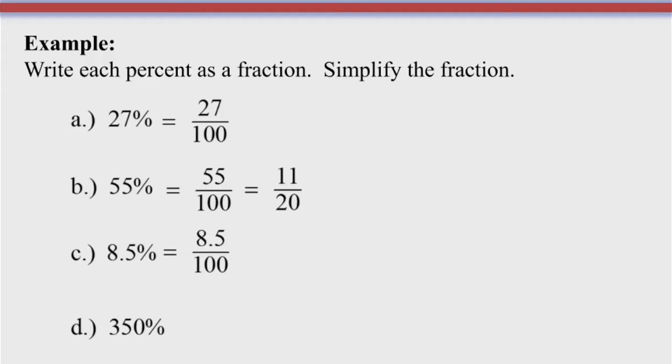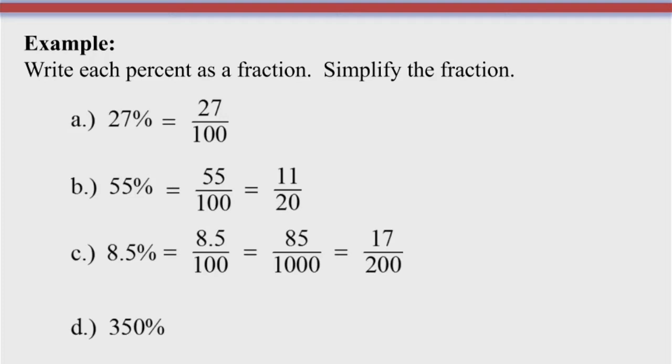8.5% we could write as 8.5 over 100, but typically we don't write decimals in fractions. The way to remove the decimal is to multiply both the numerator and the denominator by 10, and we get 85 over 1,000. After we've removed the decimal, we can simplify it, and we do that by pulling out a 5.